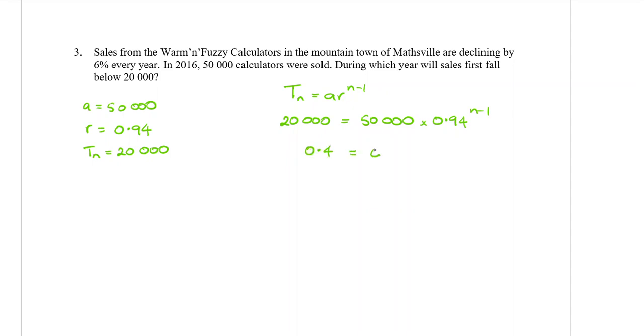0.4 equals 0.94 to the power of n minus 1. Now we're going to leave the n minus 1 here, slide the base over to be log base 0.94 of 0.4. What does it equal? 14.8, excellent. Then we add the 1 over, so it means we get 15.8, which means that it will be the 16th year.